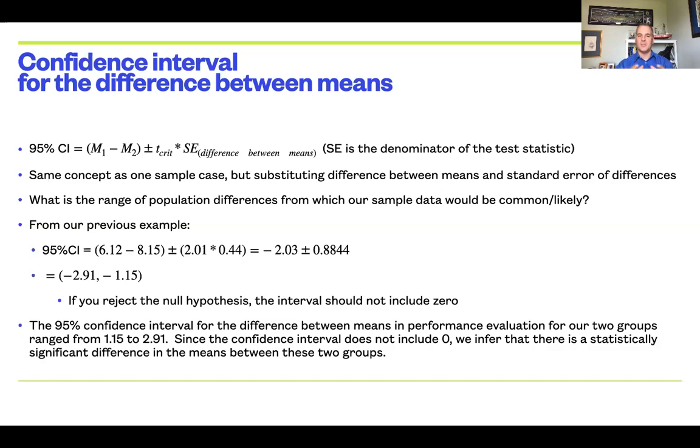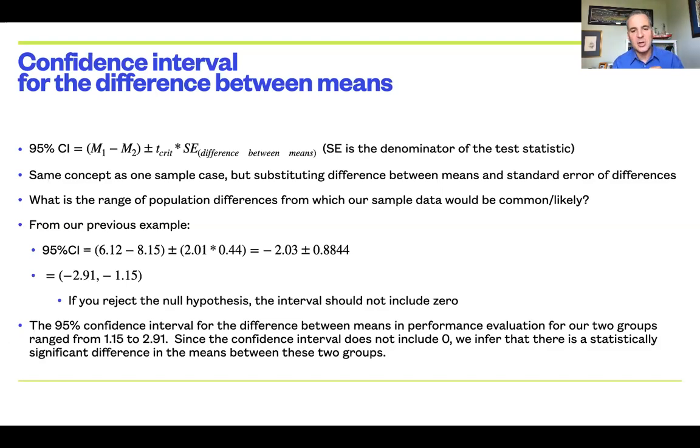With 50 degrees of freedom, a t of 2.01 is enough to get us, with a two-tailed test, to p equals 0.05. So plus or minus 2.01 times the standard error of the difference between means, the denominator of our t-test, which was 0.44. So negative 2.03, the difference between means, plus or minus 0.884. That was 2.01 times 0.44. So the range of our confidence interval goes from negative 2.91 to negative 1.15. We can be 95% confident that the populations from which our samples came differed in their population means by somewhere between 1.15 and 2.91.